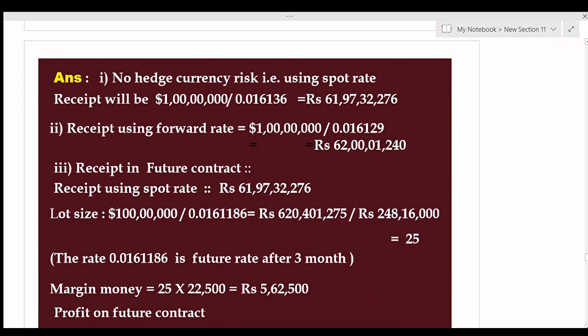No hedge, currency risk using the spot rate: the receipt will be $10 million divided by the spot rate on the expiry date, because it is an indirect quote. That comes to 61 crore 97 lakh 32,276. Receipt using the forward rate: $10 million divided by the forward rate is equal to rupees 62 crore 1,240.